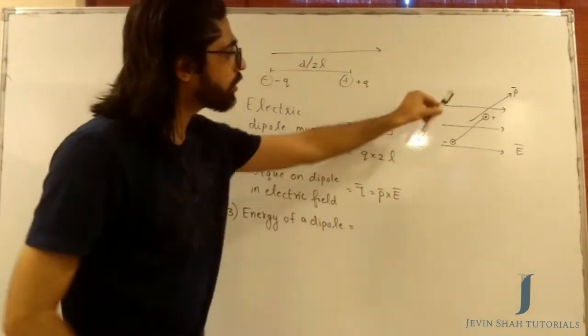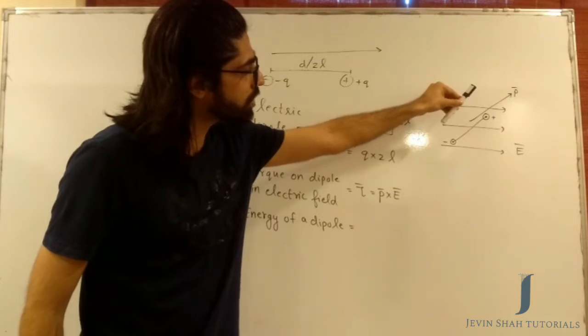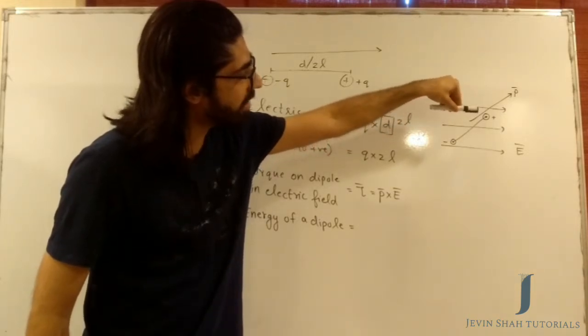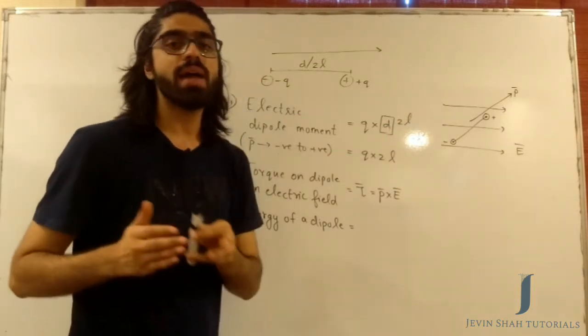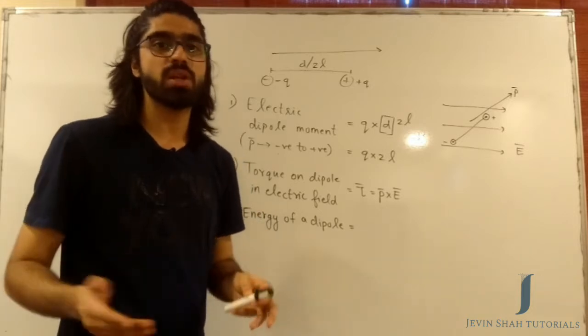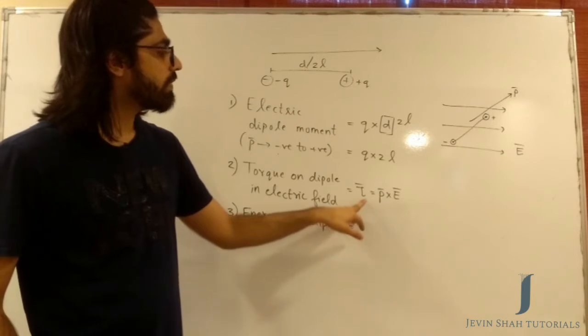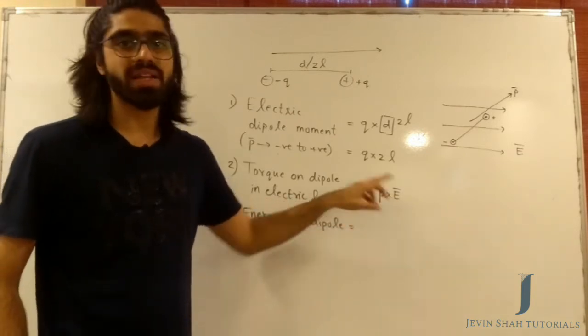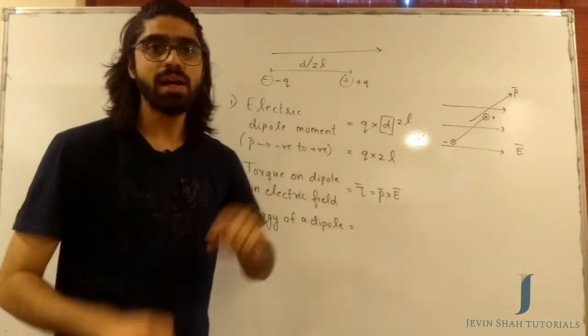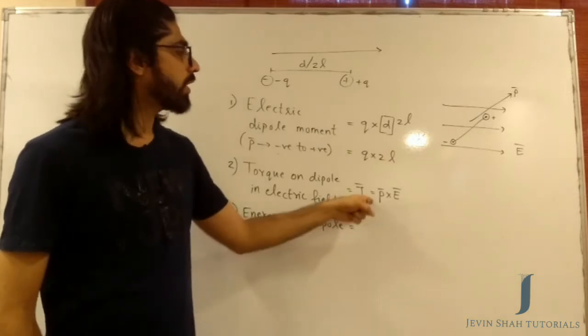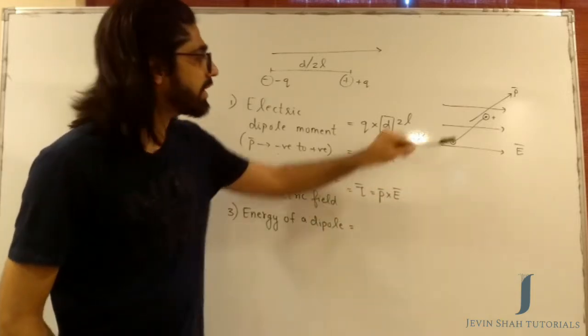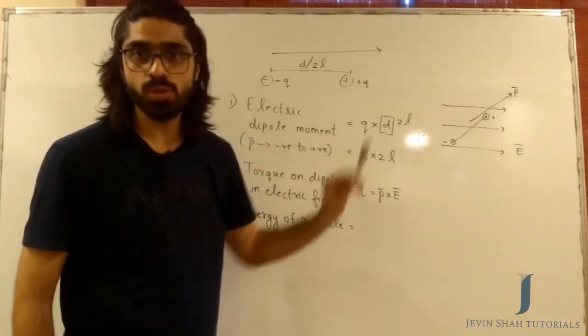Okay, so the torque will try to turn the dipole from this position to this position, and when it is perfectly horizontal, the angle between P bar and E bar will be 0 because they will be parallel to each other. And when the angle becomes 0, that torque which was P bar cross E bar can be written as PE sine theta, and because theta will be 0, the torque experienced by the dipole finally in this position will be equal to 0.